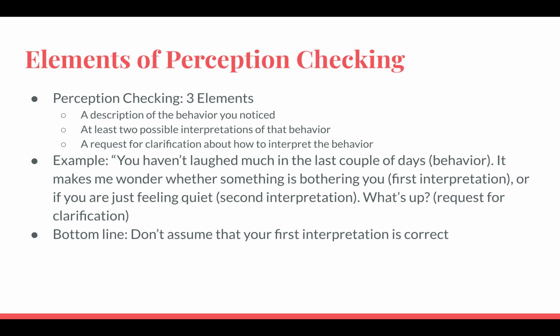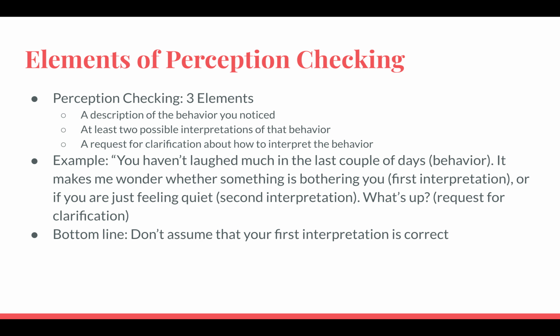For example, if I notice that my friend is looking sort of unhappy for a little while, I could say something to the effect of, I notice you haven't laughed much in the past couple days, which is the behavior, right? So, step one. It makes me wonder whether something's bothering you. So, that's one possible interpretation. Or if you're just feeling quiet, which is a second possible interpretation. And then finally, I ask him simply, what's up? Right? This is a request for clarification.